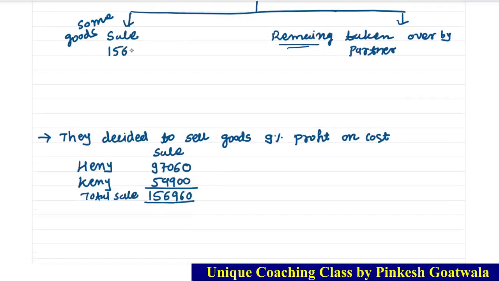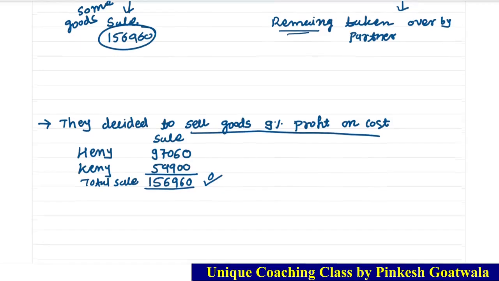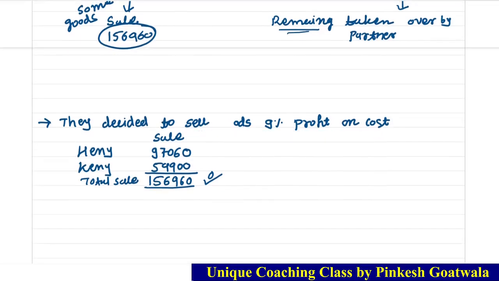We cannot say that 156,960 has been sold, because it is the sales price and they sold the goods at 9% profit on cost. So this is the amount after adding the profit. What will be the actual cost of this 156,960? Here we have to find out the cost of goods which has been sold. Here the goods are sold at 9% profit on cost.